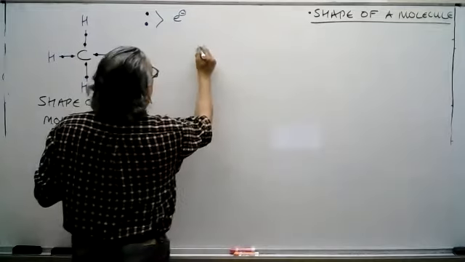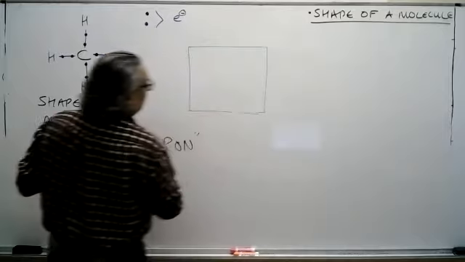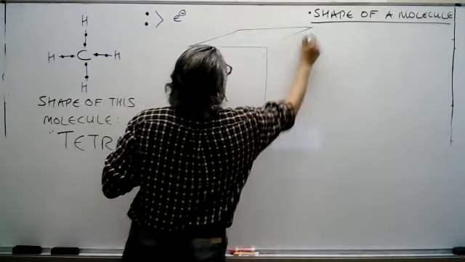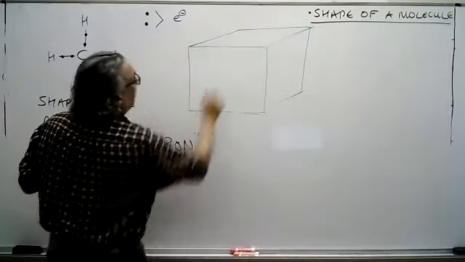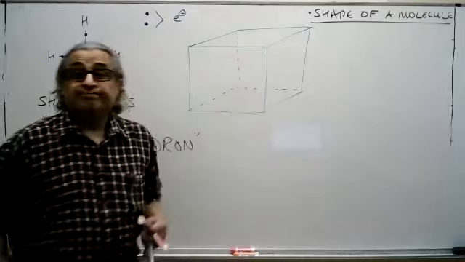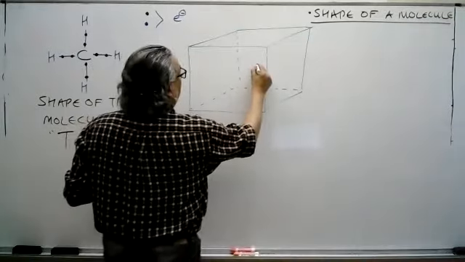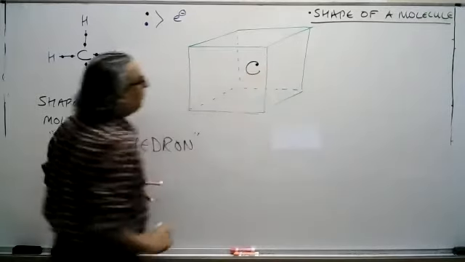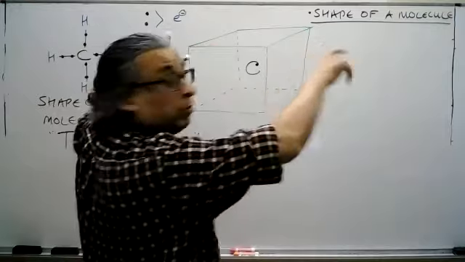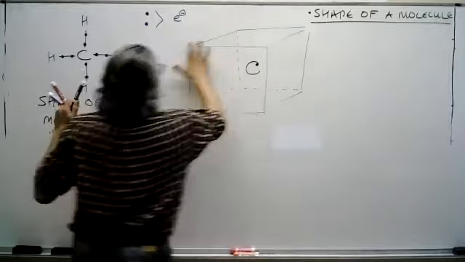I want to draw a big cube. I'm using a lighter color so that the cube doesn't come in our visionary path. Okay. This is a cube. All right. Put the carbon in the center. Put 2 hydrogens on the top surface of the cube across, either here and here or here and here. Let's put them here.